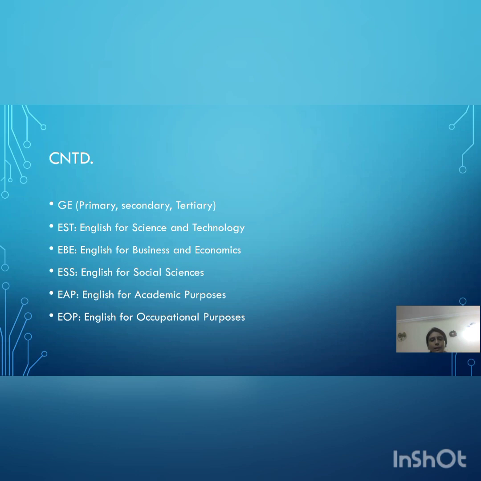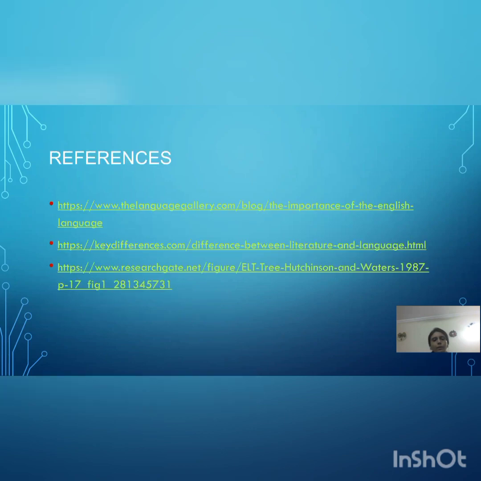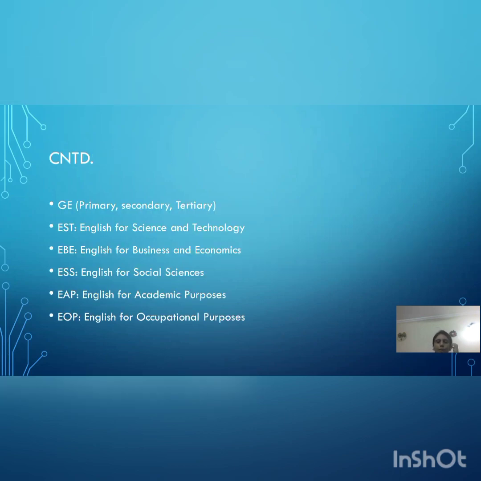EST, English for science and technology. EBE, English for business and economics. ESS, English for social sciences. EAP, English for academic purposes. EOP, English for occupational purposes. So these are some of the abbreviations which we use in English language teaching.